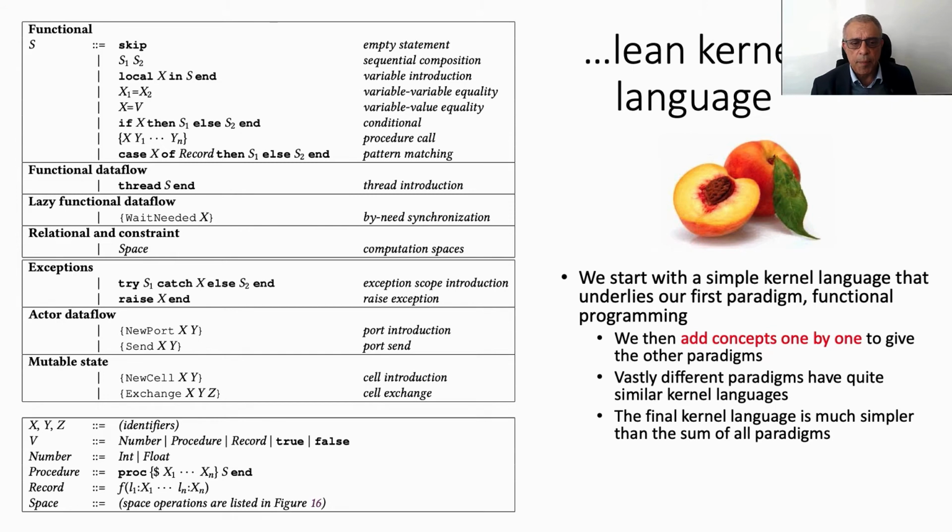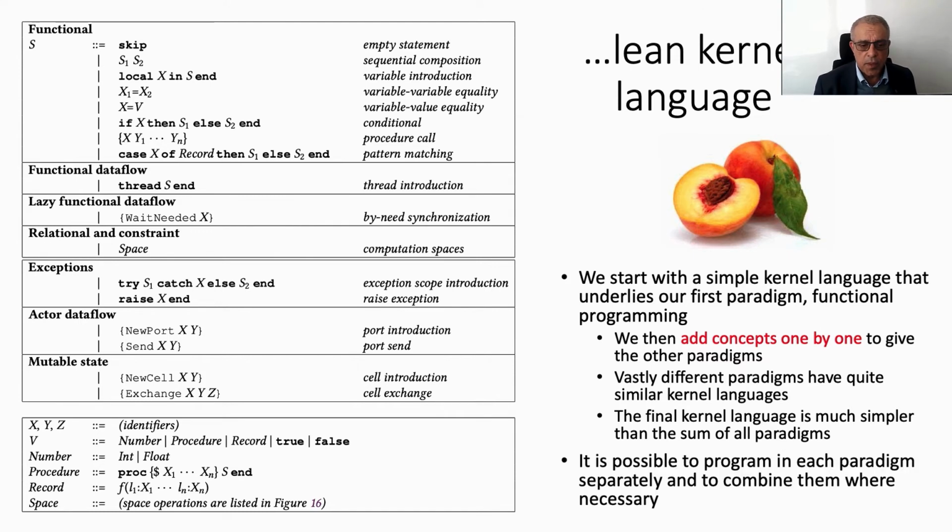We start with a simple kernel language that underlies our first design, the functional programming. Then we add concepts one by one to give other paradigms. Vastly different paradigms have quite similar kernel languages. The final kernel language is much simpler than the sum of all paradigms. And it is possible to program in each paradigm separately or to combine them when it's necessary.